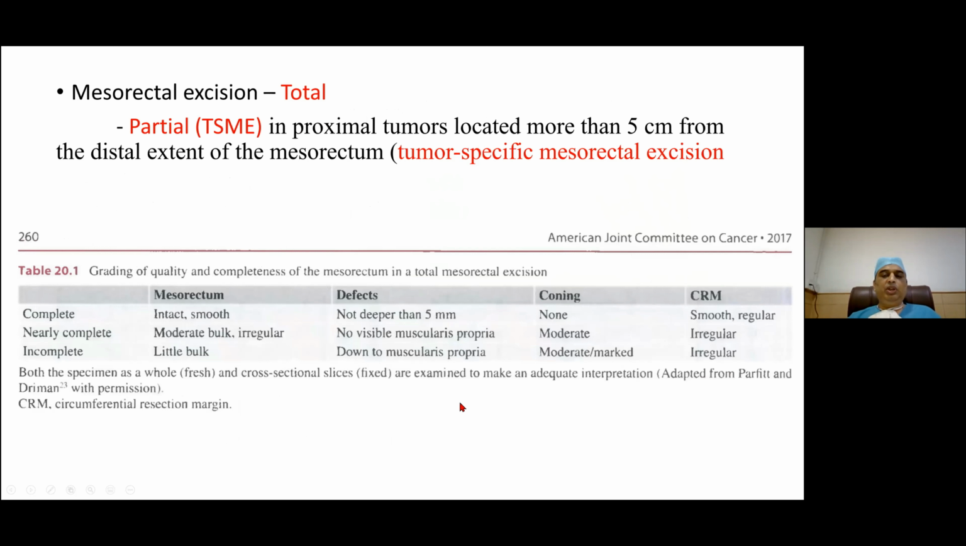And this I will not go into. I think Dr. Pasricha has covered all this. For assessment of the quality of the mesorectum, this should always be mentioned in the histopathology, whether it is a complete mesorectum, near complete or incomplete.